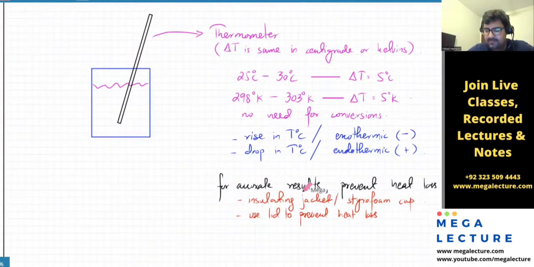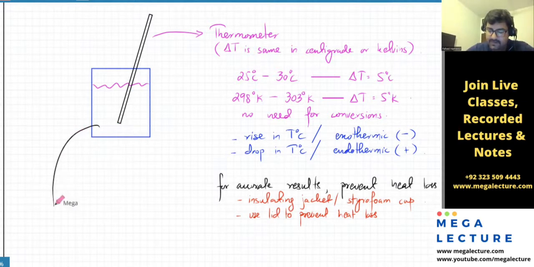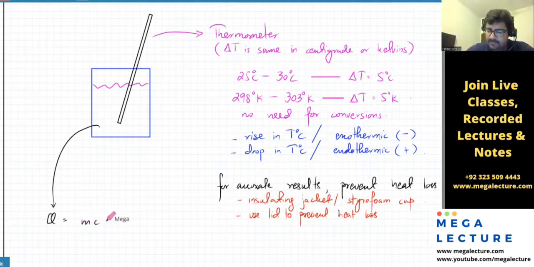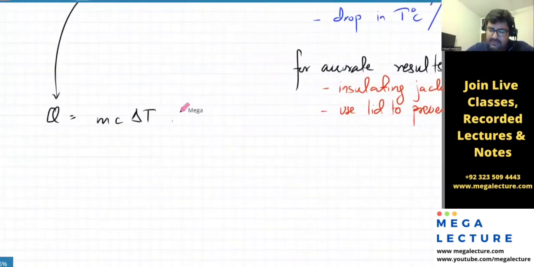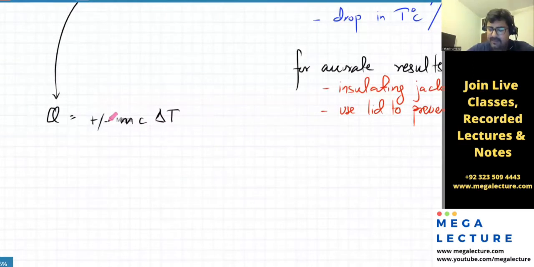How do I measure the energy that is produced in this solution? What was the formula in physics for measuring heat energy? MC delta T. Exactly. So Q is equal to MC delta T. The sign of this you're going to decide yourself. You can take it as plus or minus, depending on whether it's exothermic or endothermic. So you can come up with the sign yourself.